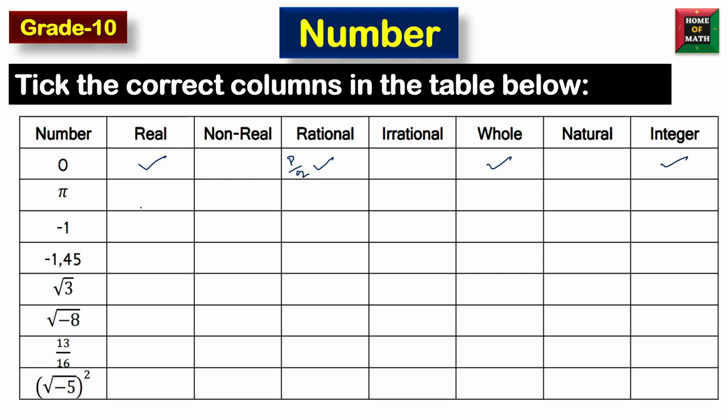Now pi is also a real number, but pi is not a rational number because pi is a big number, 3.14 dot dot dot, and it will not finish or stop, so it's an irrational number. Okay, then minus 1 is a real number, and it's a rational number.